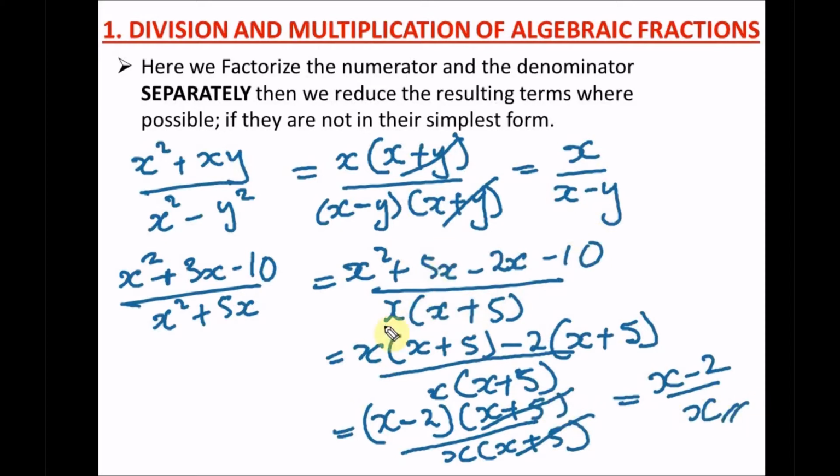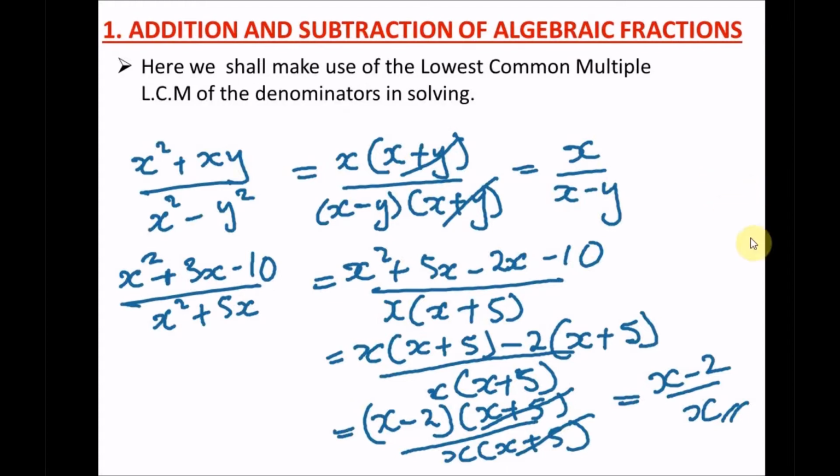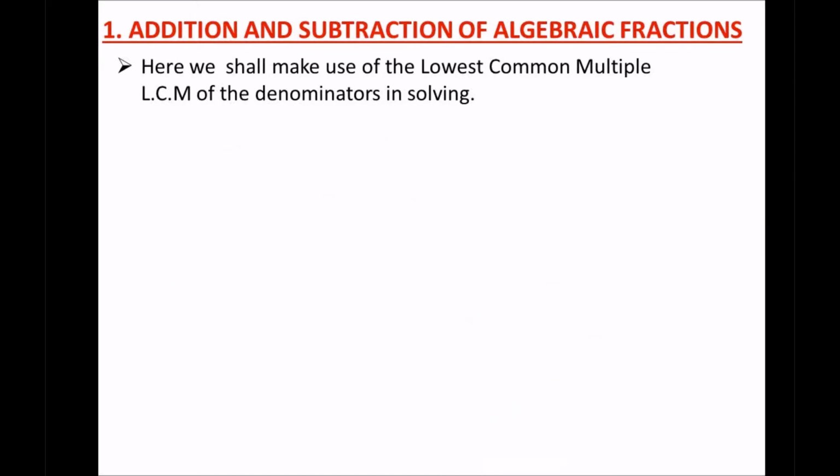Okay, so let's go to the next step in the simplification of algebraic fractions, which is addition and subtraction. Let's clear the screen. So here, how do we do this? As I told you previously, when you're adding two fractions, you have to look for the LCM of the denominators. I'm just going to give you an example. We shall make use of the lowest common multiple, the LCM of the denominators, in solving this.